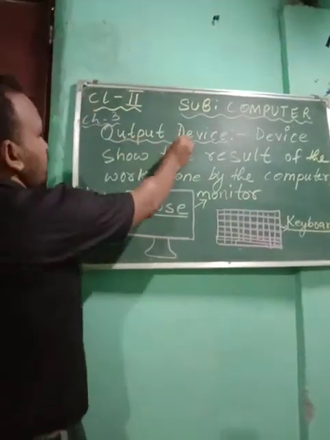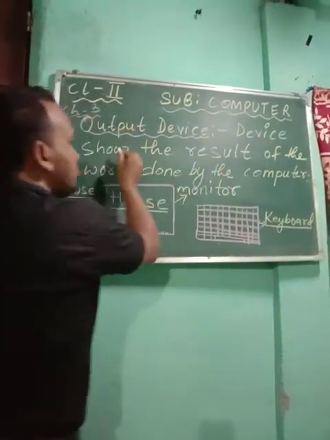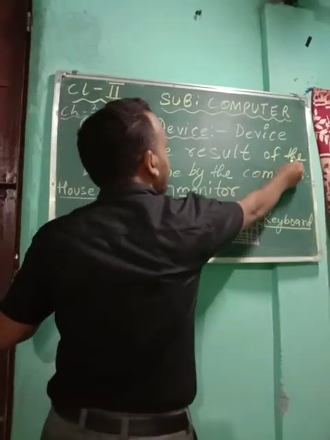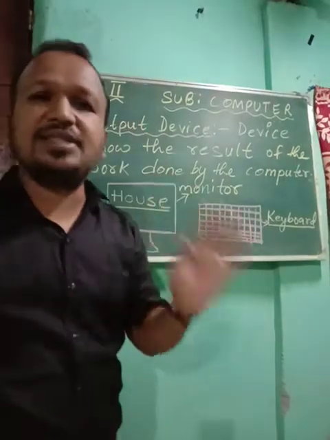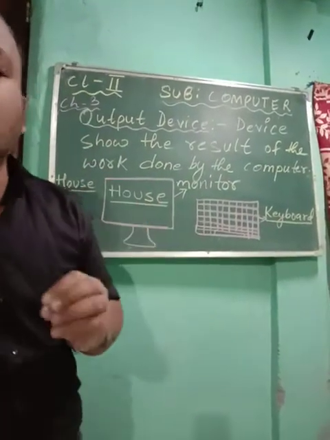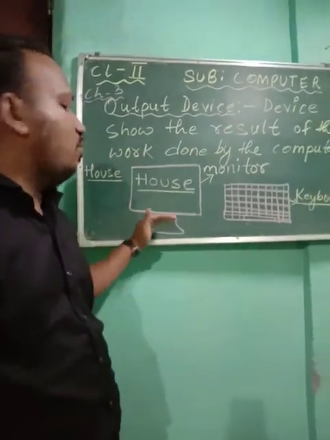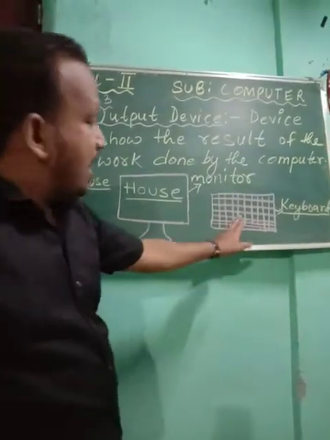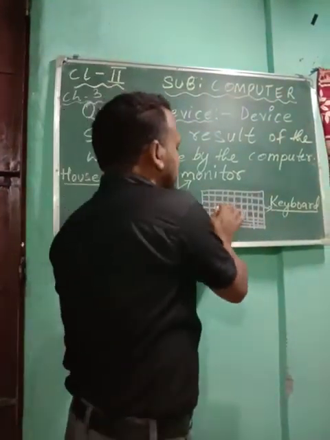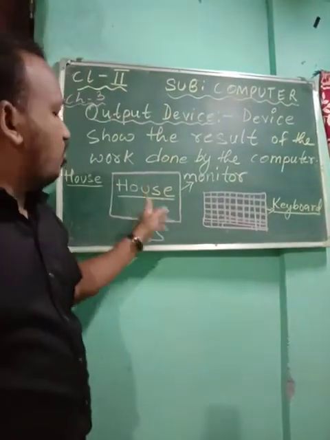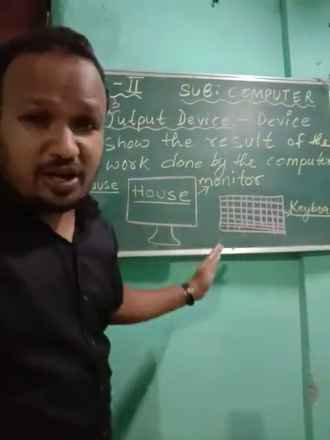Once more, the definition: an output device shows the result of the work done by the computer. Whatever result is shown, it is shown with the help of your output device only. So the monitor is called the output device. You are typing and sending the data, so the keyboard is your input device and the monitor is your output device. Hope you have understood. Once more I am repeating.